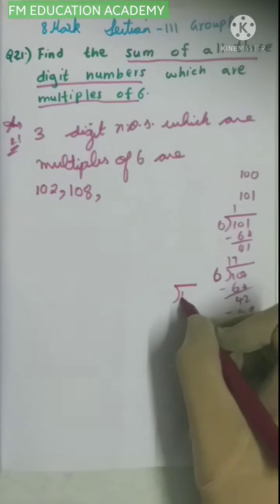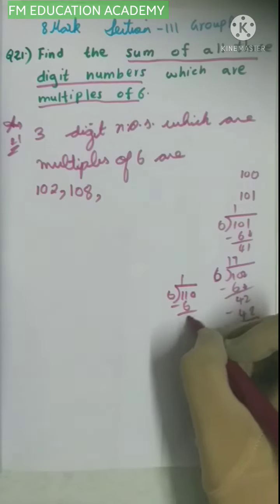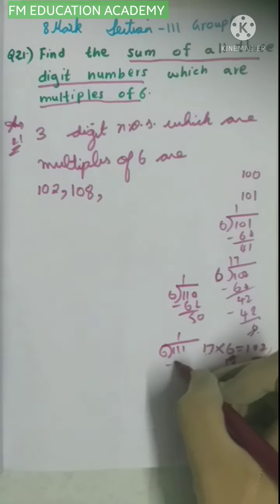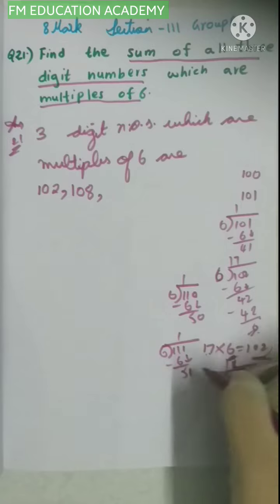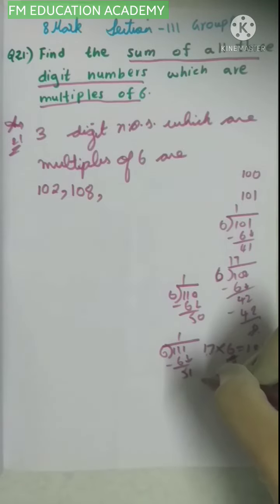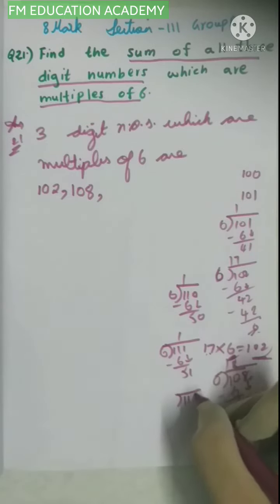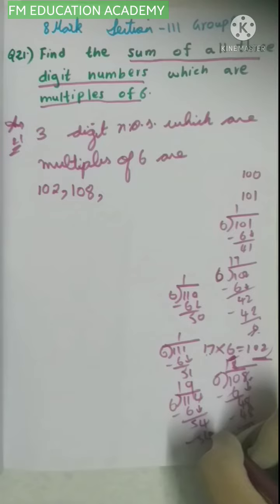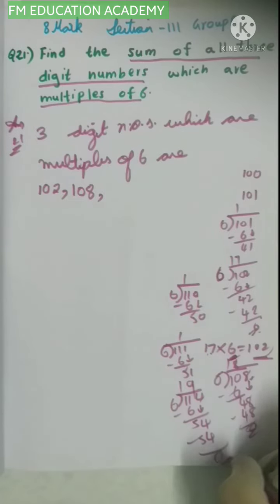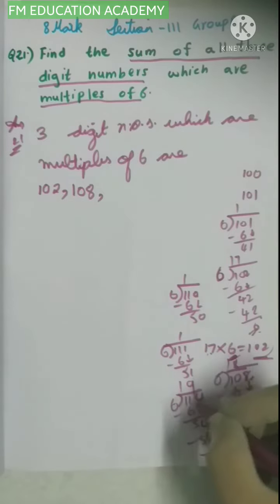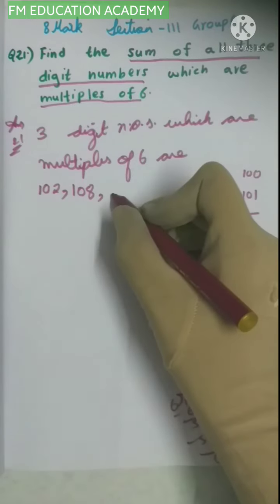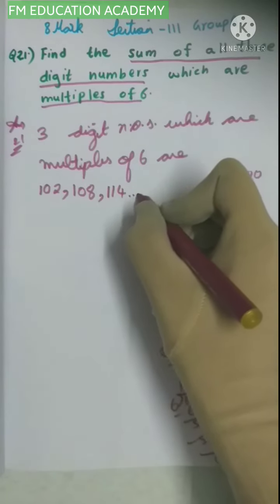110 will also not go. 6 ones are 6, 50. 111 will not go in the 6 table. Then 112 will not go. 113 will not go. 114 will go in the 6 table because 6 ones are 6, 11 minus 6 is 5, 4 down, 6 nines are 54, that is 19 sixes are 114, and we are getting remainder as 0. So we can say that 114 is a multiple of 6 which is a 3-digit number. So 114 and so on.